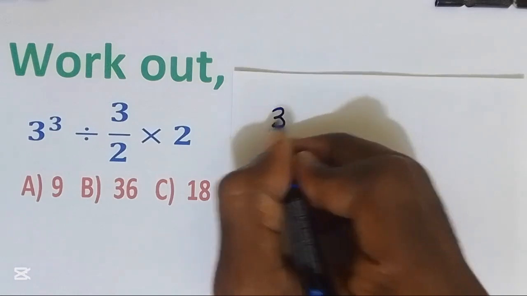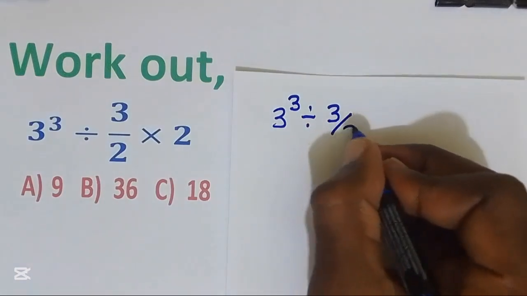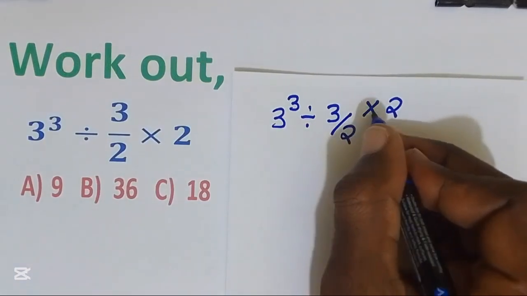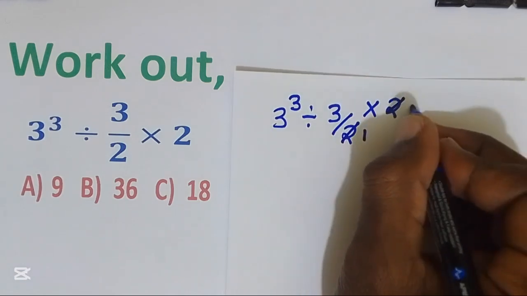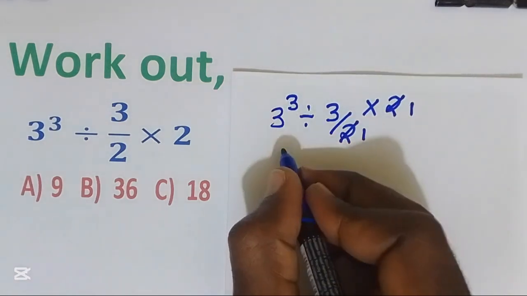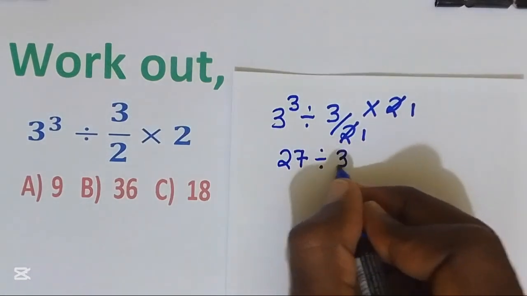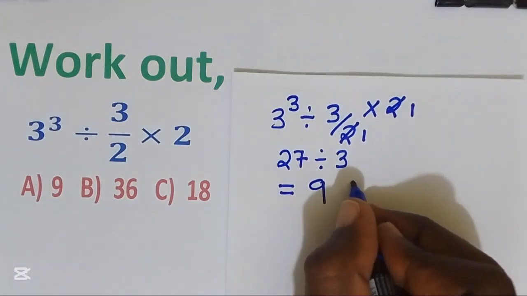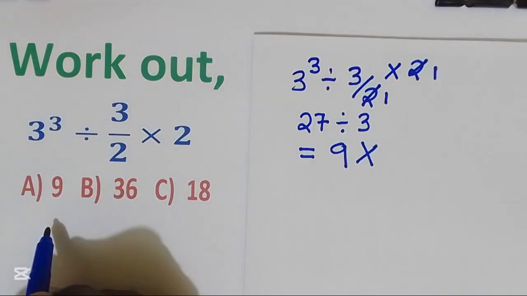They take 3 over 3 divided by 3 over 2 multiplied by 2. Since they see there is multiplication here, they simplify by 2, 1 by 2, 1, 3 power 3, they got 27 divided by 3, and they get the answer equal to 9. But this is not correct. A is not the answer. Let us solve the right way step by step.